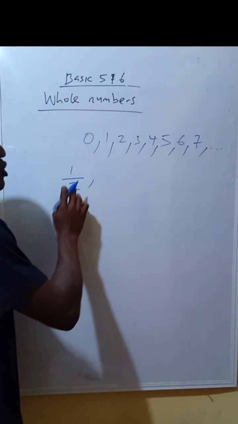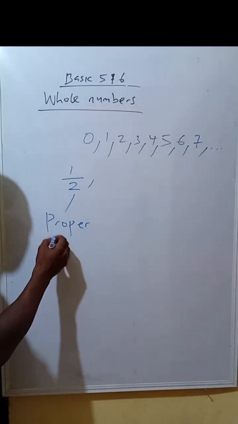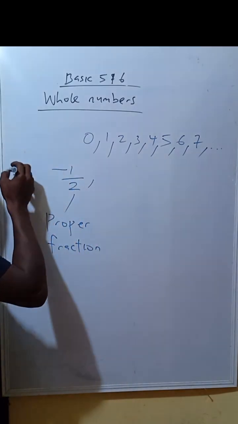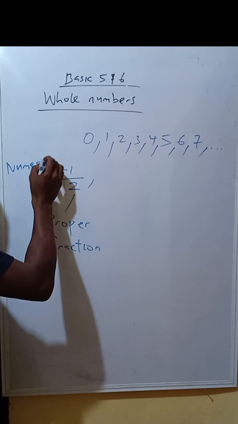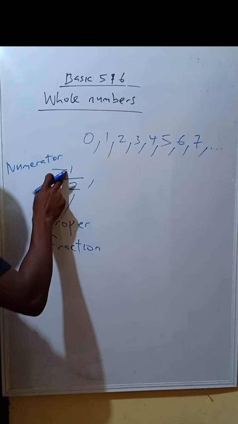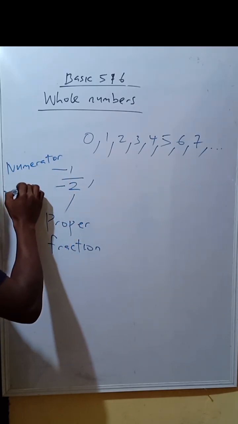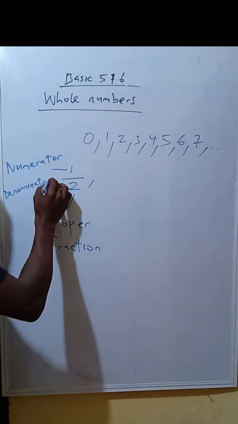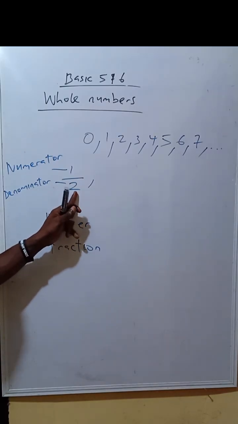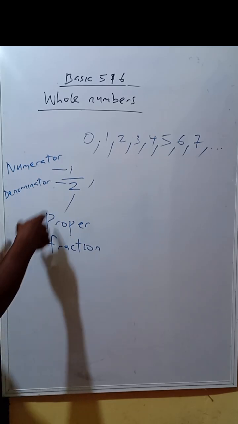We have this kind of fraction which is known as a proper fraction. Now, what makes it a proper fraction? It's a proper fraction because the numerator, the whole number above, is less than the one below, the denominator. The whole number above is less than the denominator below. The number above is less than the one what below? That's why it is called a proper fraction.